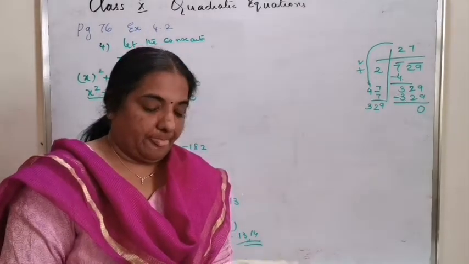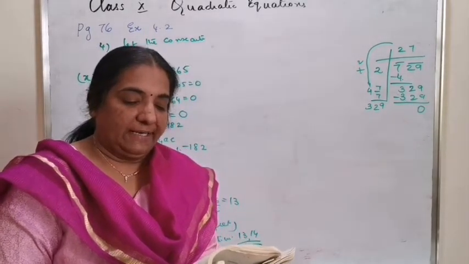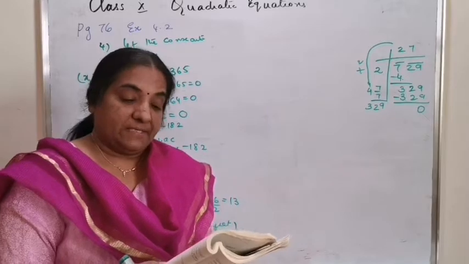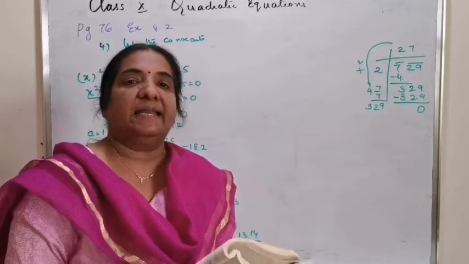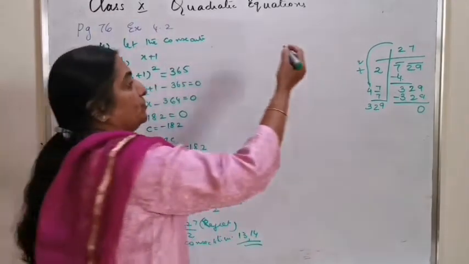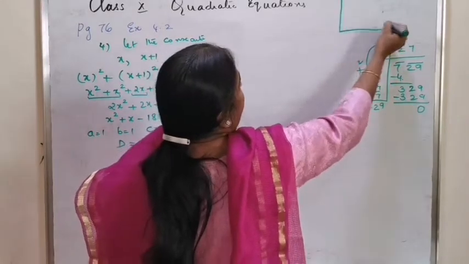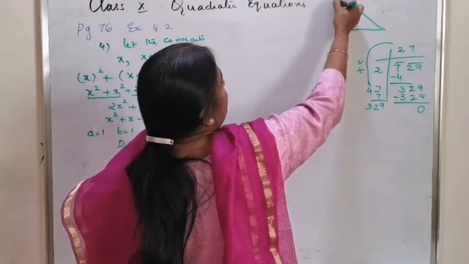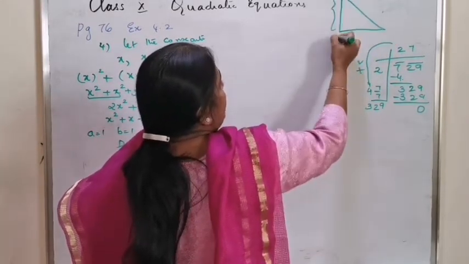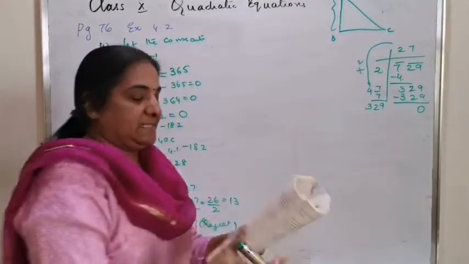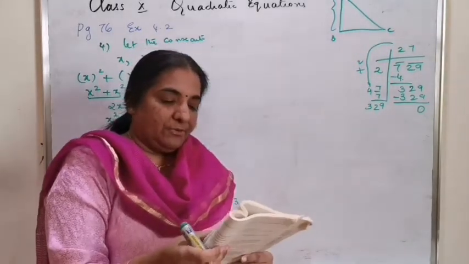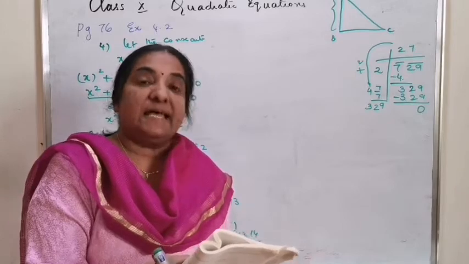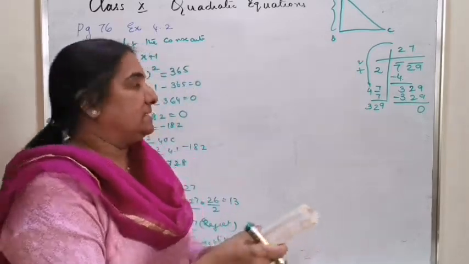Number 5. The altitude of a right triangle is 7 centimeter less than its base. That means you have to picturize a right triangle. The altitude is this length AB, base is BC. That is, the altitude of a right triangle is 7 centimeter less than its base. Hypotenuse is 13 centimeter.